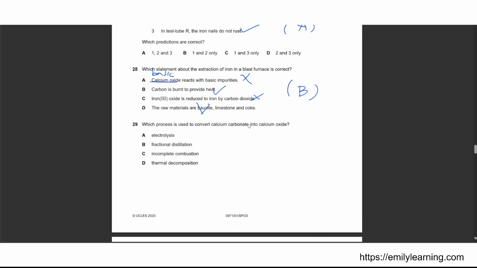29, which process is used to convert calcium carbonate into calcium oxide? Basically, you're going to heat it until it decomposes to form calcium oxide and carbon dioxide, and this is called thermal decomposition.